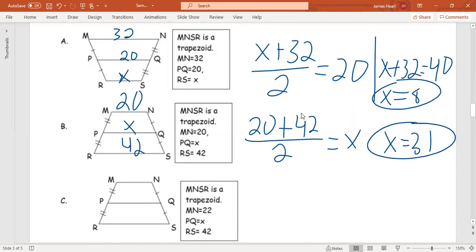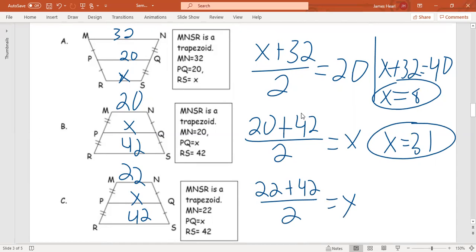And the bottom one, MN is 22, PQ is X, and RS is 42. So (22 plus 42) divided by 2 equals X. Again, direct calculation. 22 plus 42 is a grand total of 64, cut in half to be 32.